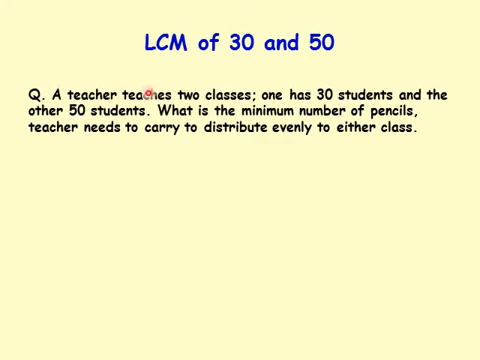A teacher teaches two classes, one has 30 students and the other has 50 students. What's the minimum number of pencils the teacher needs to carry to distribute evenly to either class? If the class of 30 shows up, the teacher should be able to distribute the pencils evenly. If the class of 50 shows up, he should have no issue distributing the pencils evenly to all the students.